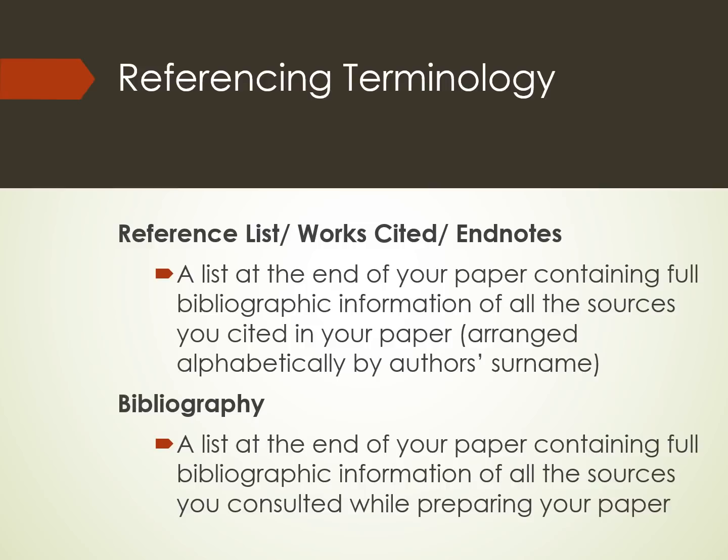Citations then are supported by reference lists, works cited, or endnotes, which is a list that appears at the end of your paper containing the full bibliographic information of all of the sources you cited in your paper. And these are arranged alphabetically by author's surname. A bibliography, on the other hand, is a list at the end of your paper containing the full bibliographic information of all the sources that you consulted while preparing your paper.